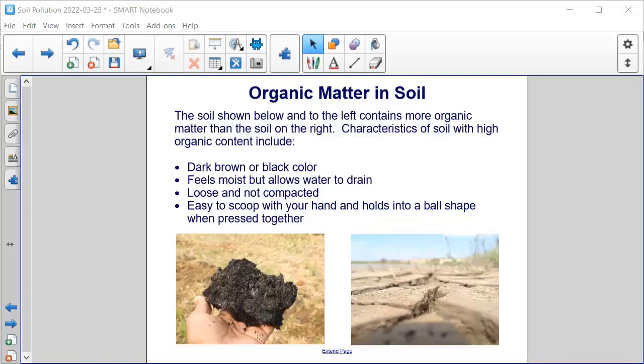The soil shown below and to the left, right here, contains more organic matter than the soil on the right. Characteristics of soil with high organic content include dark brown or black color, feels moist but allows water to drain, loose and not compacted, and easy to scoop with your hand and holds into a ball shape when pressed together.